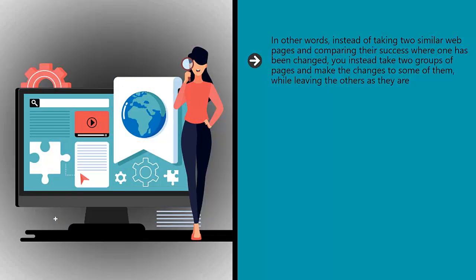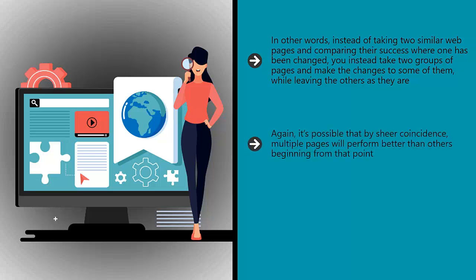In other words, instead of taking two similar web pages and comparing their success where one has been changed, you instead take two groups of pages and make the changes to some of them while leaving the others as they are. Again, it's possible that by sheer coincidence, multiple pages will perform better than others beginning from that point.